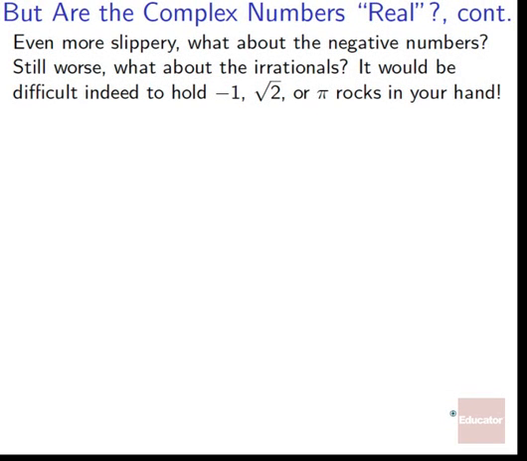What about the negative numbers, right? Negatives, that's pretty bad. Or we could go even worse, and we could talk about irrational numbers, right? How can you possibly hold -1 rock? What does that mean? Can you hold root 2 rock? Can you hold pi rock? You can't hold these things in your hand, so are they valid? We can't cut a pi slice of pizza. We can't cut a root 2 slice of pizza. I mean, what does this mean now? Are they really valid? We've certainly used them a lot before. We're used to using them, so they seem reasonable in that way, but are they things that are real in the real world?